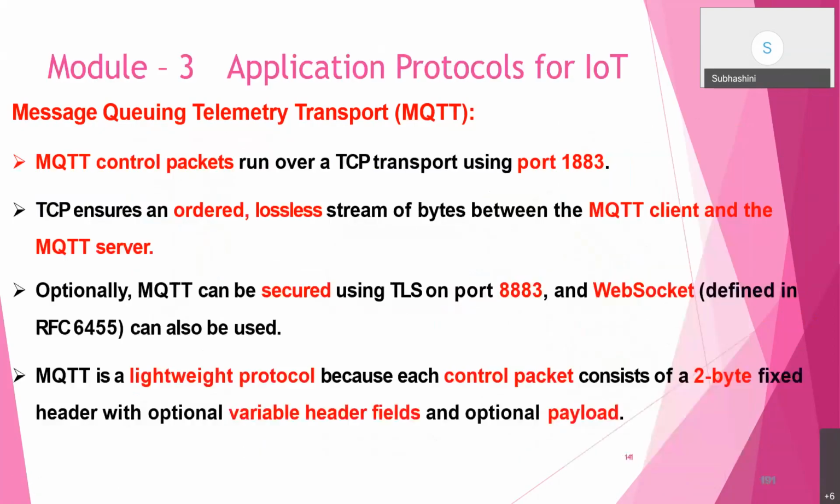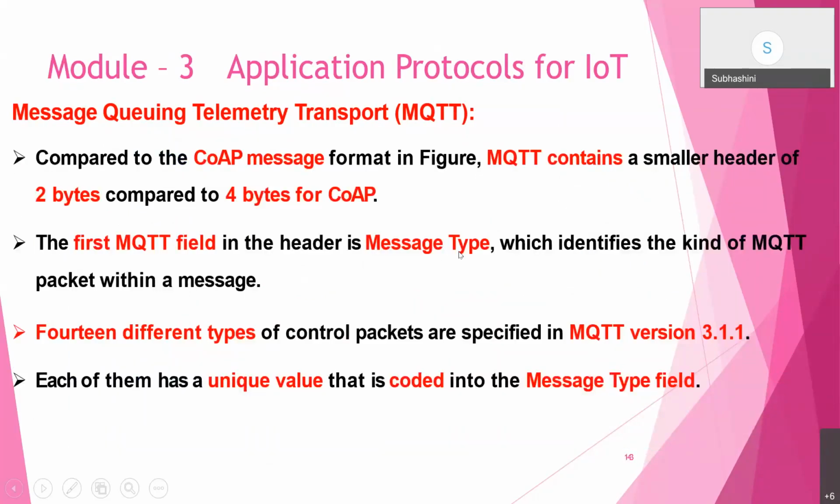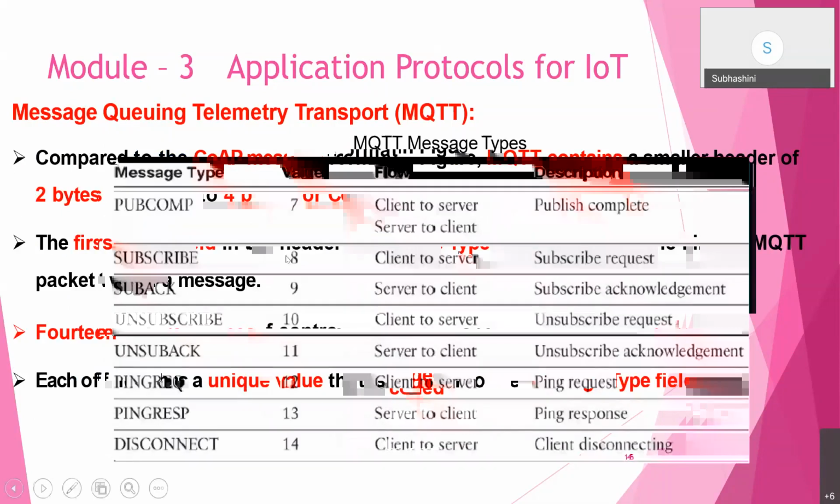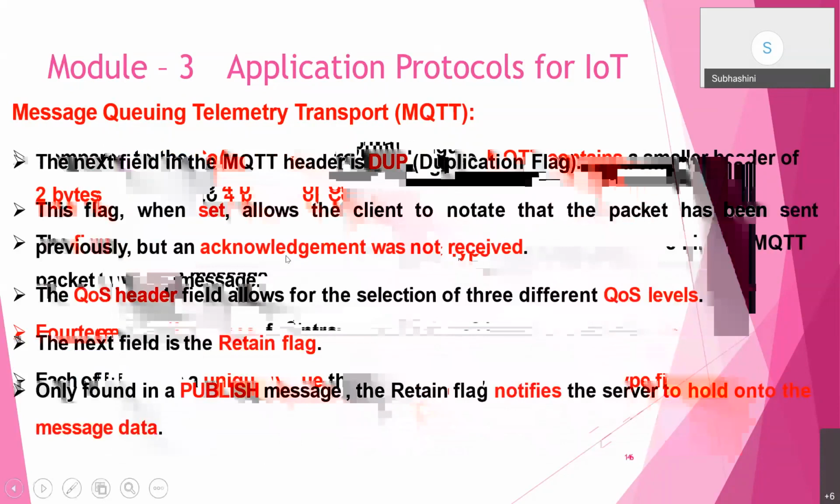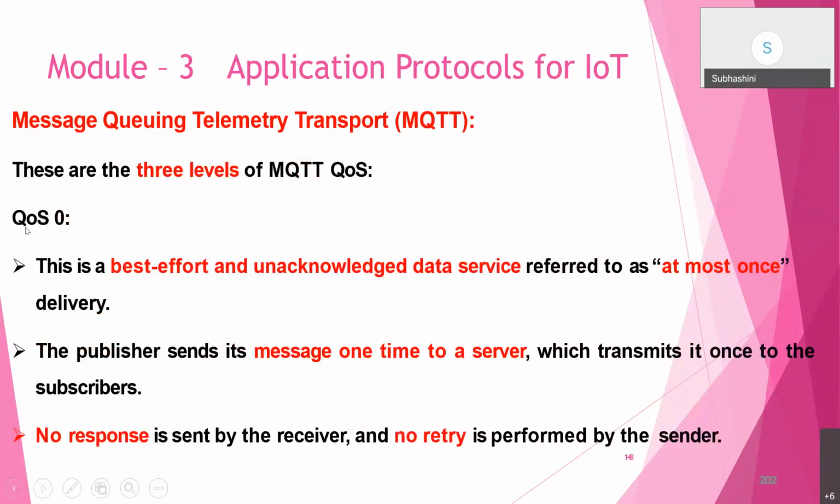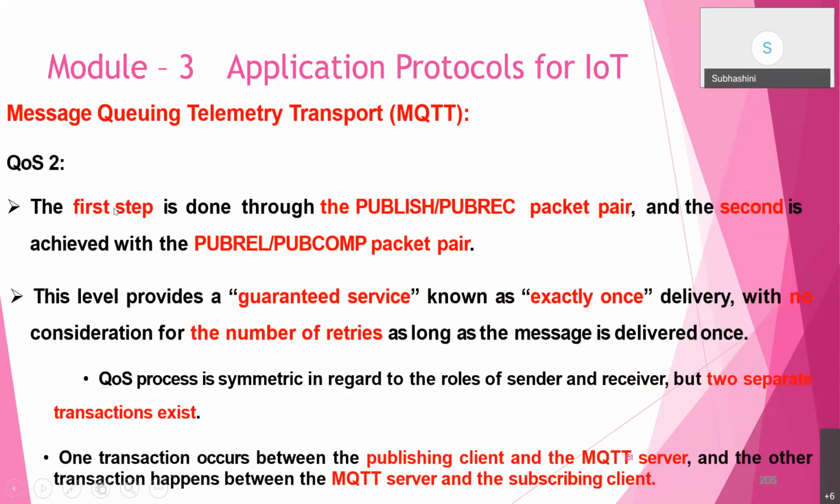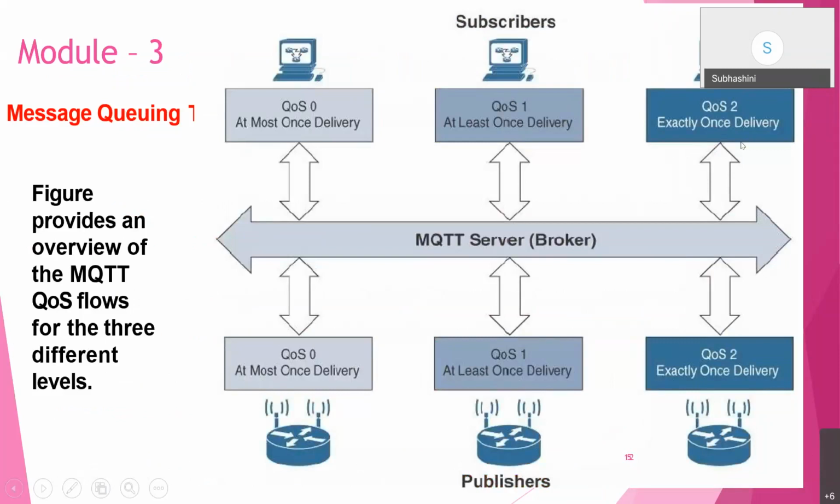So this is our additional description, and this is the structure of the MQTT message format. You can find some of the message types used in MQTT; different message types are here. You can look at the three quality of service levels: quality of service 0, quality of service 1, and quality of service 2. You can look at the diagram, which depicts the three quality of service layers.